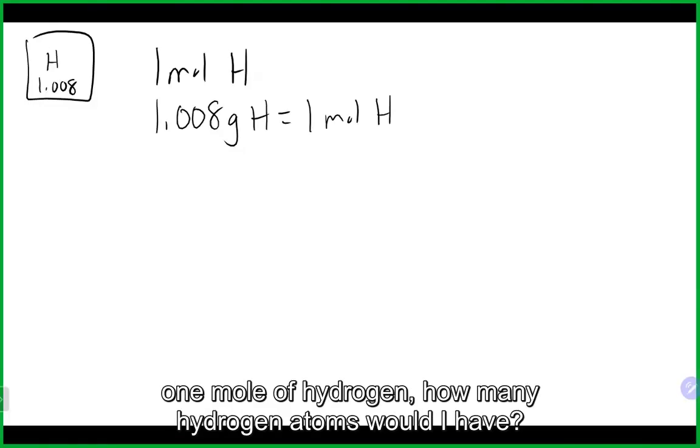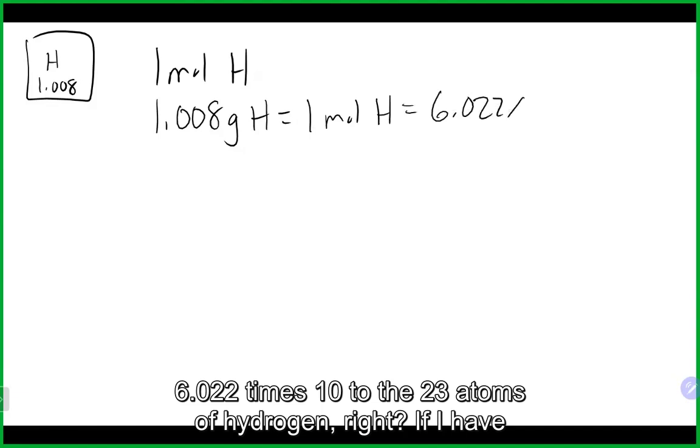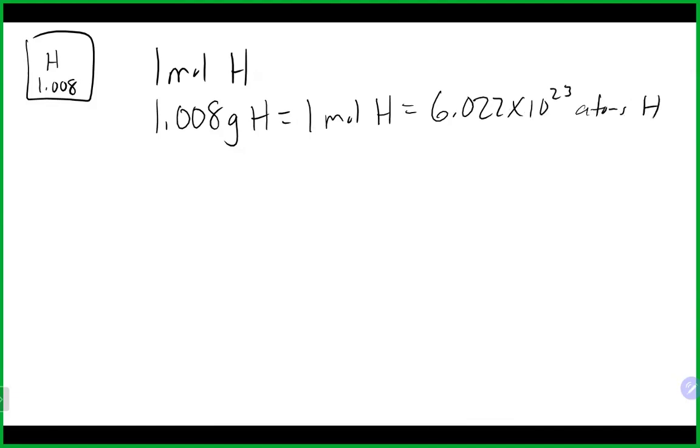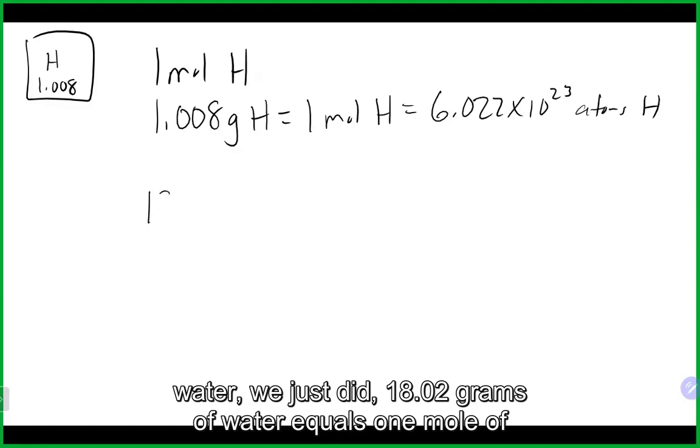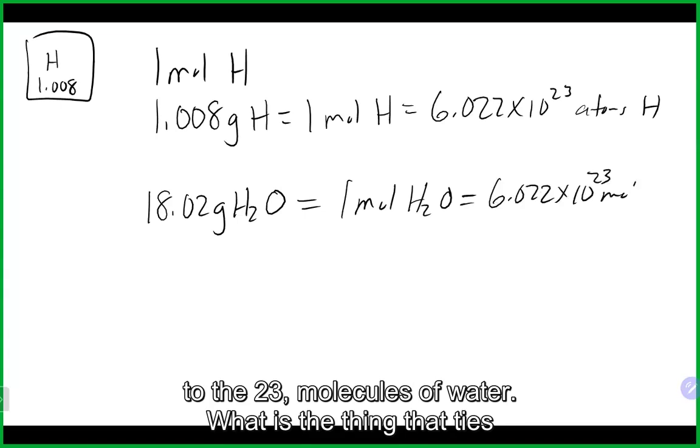And if I have 1 mole of hydrogen, how many hydrogen atoms would I have? 6.022 times 10 to the 23 atoms of hydrogen, right? If I have water, we just did 18.02 grams of water equals 1 mole of water. How many molecules of water would I have? 6.022 times 10 to the 23 molecules of water.